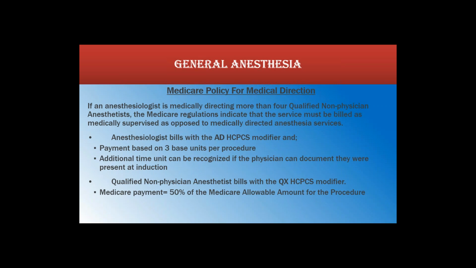When the anesthesiologist is involved in furnishing more than 4 procedures concurrently or is performing other services while directing the concurrent procedure, the anesthesiologist bills the AD HCPCS modifier, and payment is based on 3 base units per procedure. Additional time units can be recognized if the physician can document they were present at induction. A qualified non-physician anesthetist bills with the QX HCPCS modifier. Medicare payment is 50% of the Medicare allowable amount for the procedure.